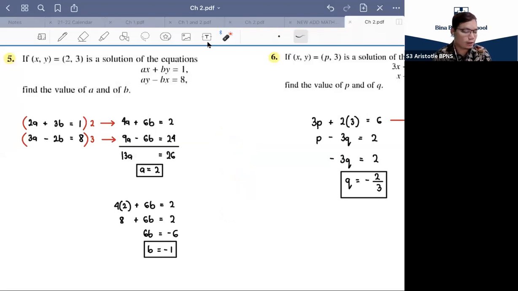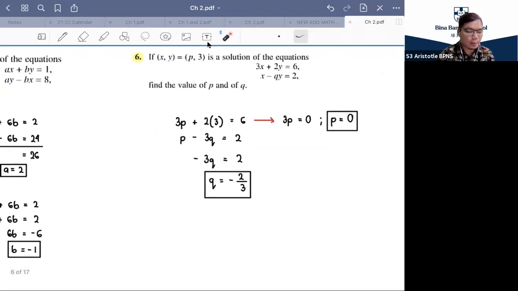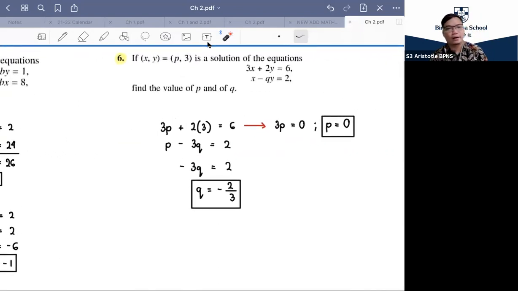Okay, none? All right, now let's jump to number 6. Now, number 6 is also different. Okay, number 6, if (x, y) is equal to (p, 3) is a solution of the equations 3x plus 2y equals 6, and then x minus qy equals 2. Find the value of p and of q. All right, so this is different from number 5 because now we have a variable. Okay, so we have p. So the question here is, what is the value of p and q?